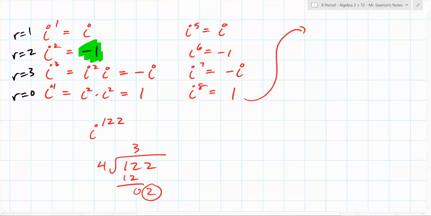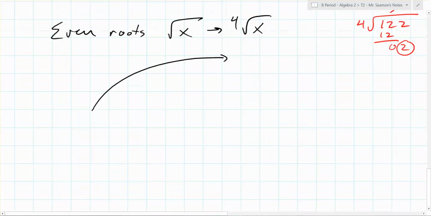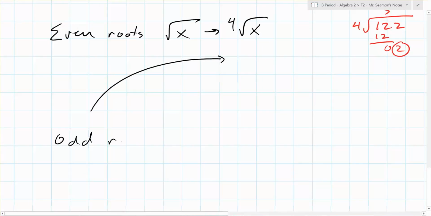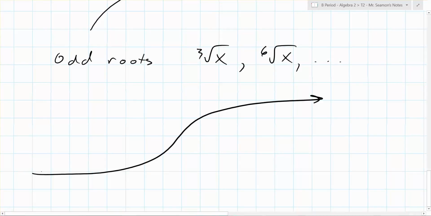Whatever number you divide by 4, what do square root graphs generally look like? They look like this. The half, exactly. They start and they go up. But what about odd roots? Down. Nope. Well, close. So that's cube root of x or 6th root of x. What does it look like? Looks like an S, exactly. So you need to know the shape.